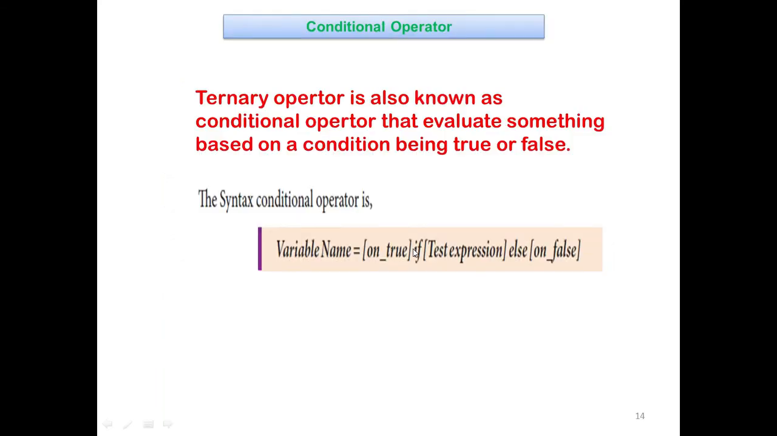The next one, conditional operator. Ternary operator is also known as conditional operator that evaluates something based upon the condition being true or false. Based upon the condition it has to perform. So the another name for the conditional operator is ternary operator. It's a 3 mark question for you. Explain conditional operator. This is the definition for you. The syntax is variable name equal to on true if test condition else on false. It's a testing condition. Two values can be given, one for true, another for false. Elaborately we see the example in the next chapter based upon this if else.